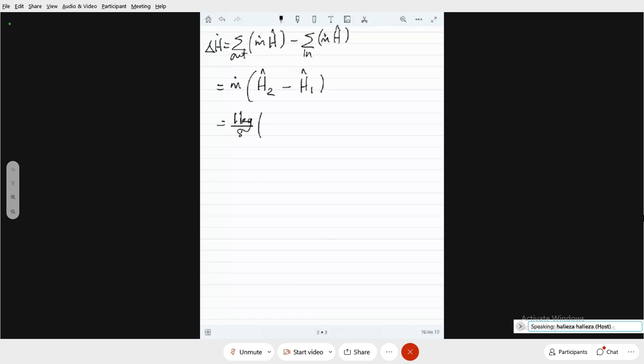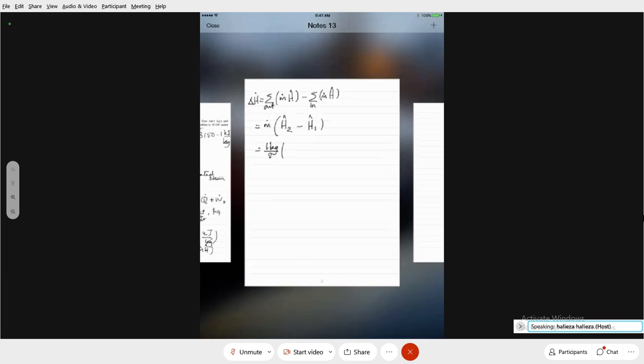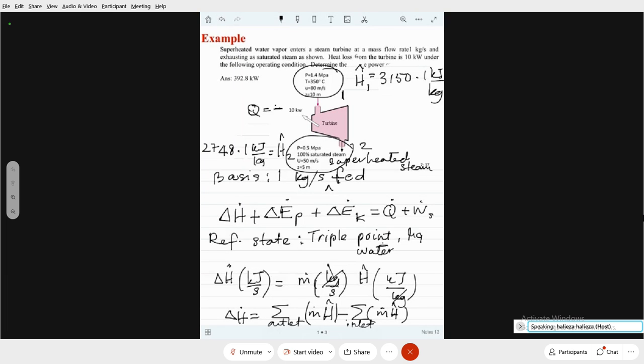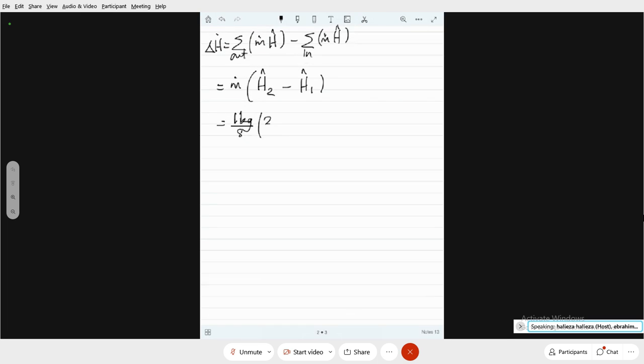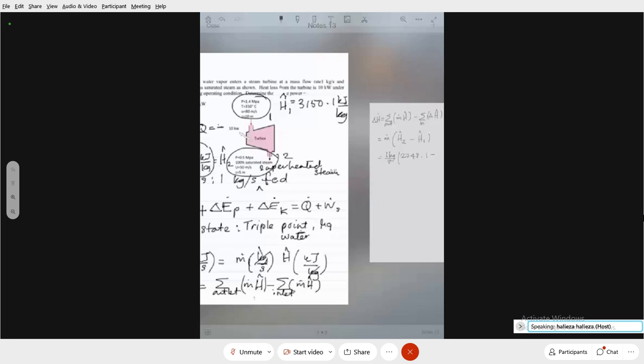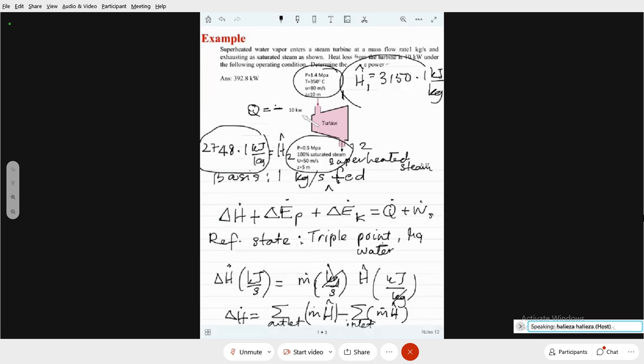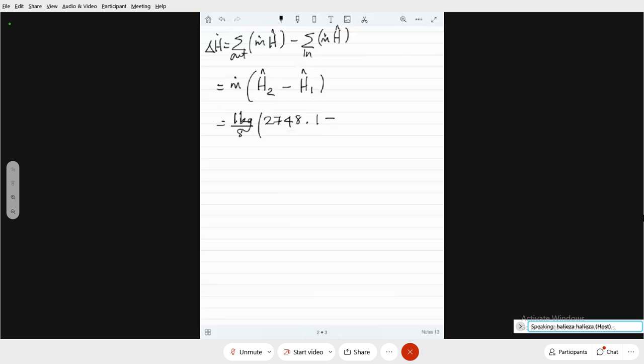Your enthalpy just now, let's go back to the value. The out value is 2748.1. I'm going to write that. 2748.1 minus, let's go back to our previous slide, your initial inlet enthalpy, which is 3150.1.